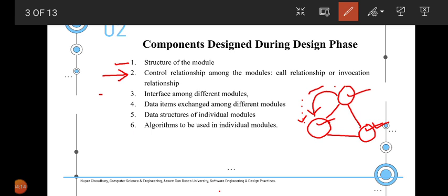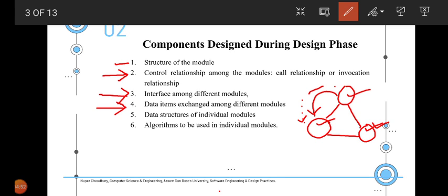The third important fact is the interface among the different modules. When we are talking about the interface, it essentially means the outward look of that module to the next module. So it might be through a form, or through some values, or through various function calls that these interfaces get activated. The fourth important point is the data items that are exchanged between these modules. We also have to put emphasis on designing the data items that are required to be exchanged among different modules.